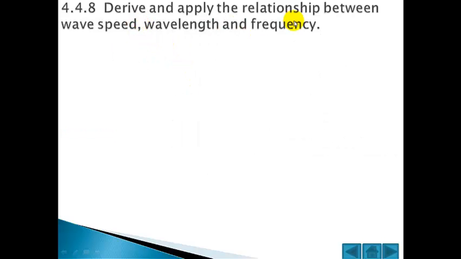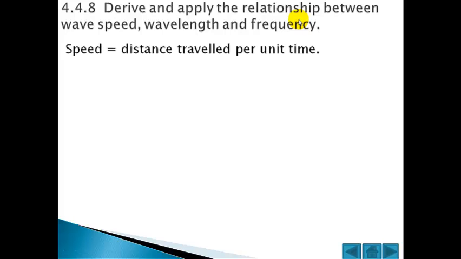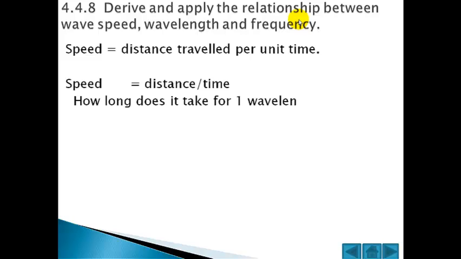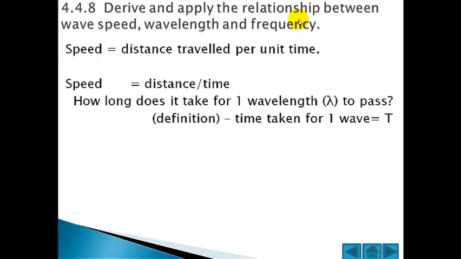Derive and apply the relationship between wave speed, wavelength and frequency. Okay, the best way to understand this is to define speed as the distance travelled per unit time. Now we're talking about a wave which is passing. So we can say, what is the time taken for one wave to pass? First of all, how long does it take for one wavelength to pass? Well, by definition, the time taken for one wave to pass is the time period.